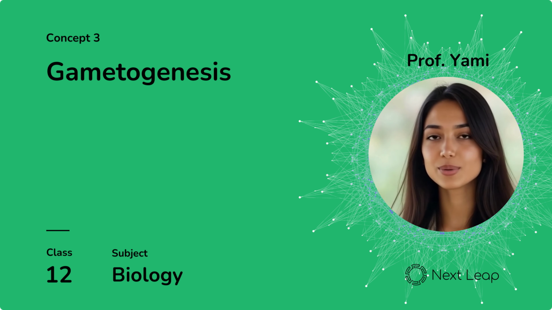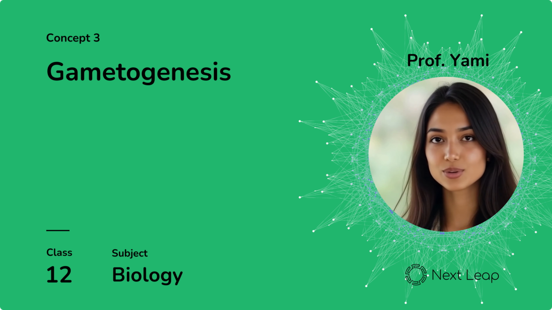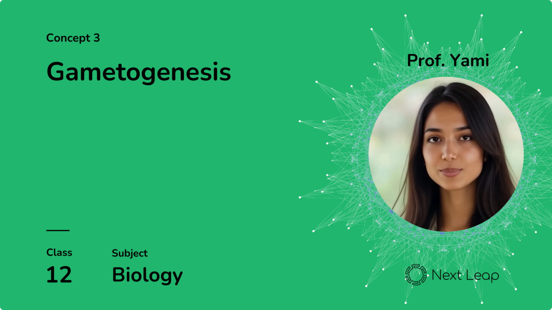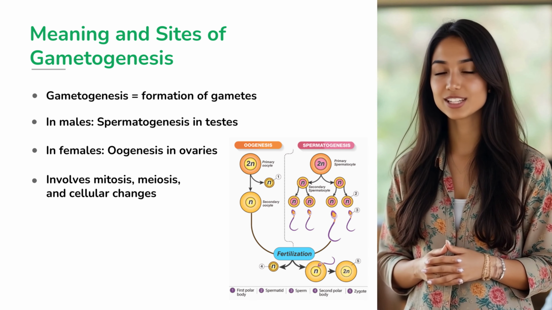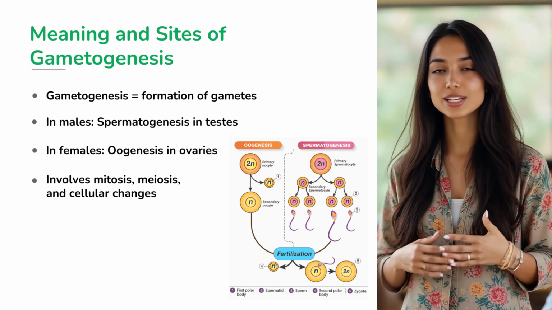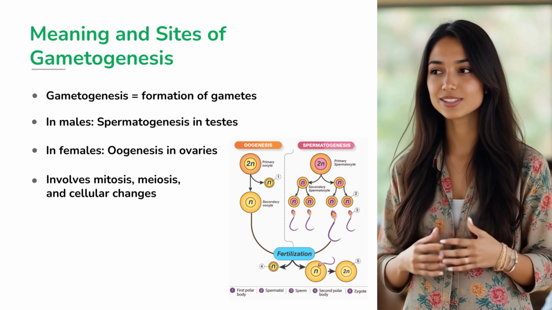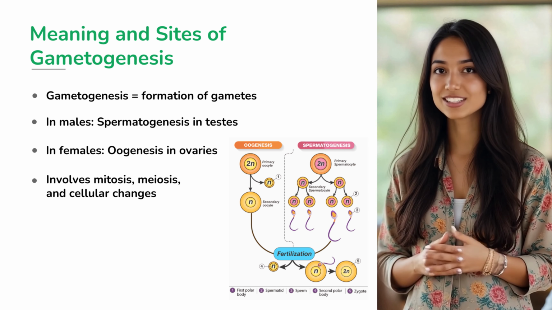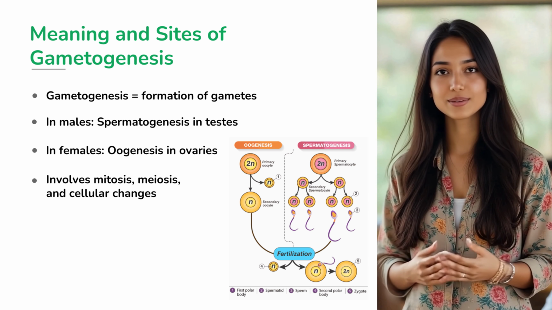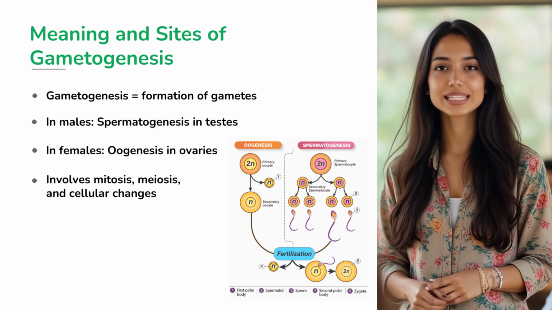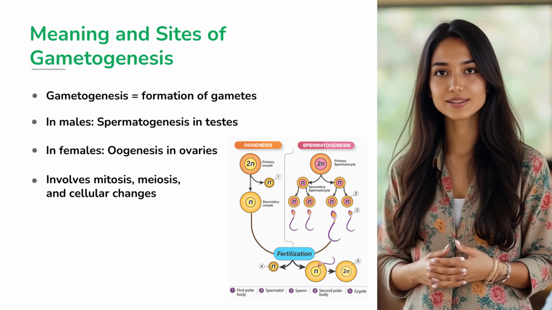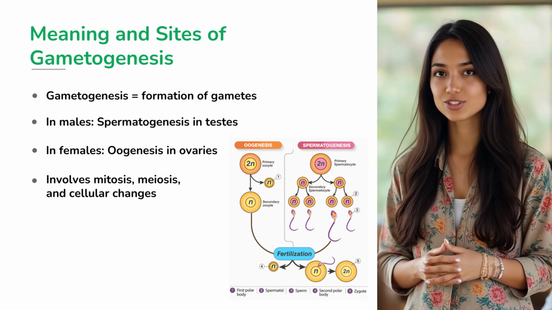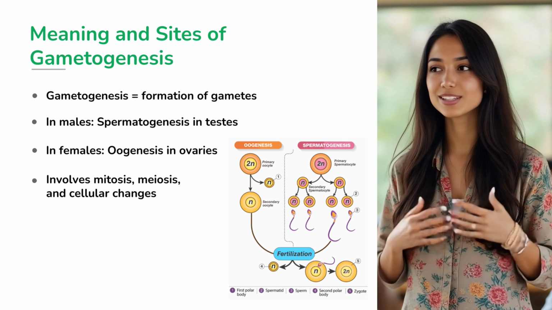In this video, we'll explore how gametes are made, focusing on the step-by-step processes of spermatogenesis in males and oogenesis in females. Gametogenesis is a biological process by which gametes are formed in the primary sex organs. Testes in males produce sperms through a process called spermatogenesis. Ovaries in females produce ova through a process called oogenesis. Both these processes involve mitosis, meiosis, and cellular transformation, but differ vastly in timing and structure. Let's begin with spermatogenesis.